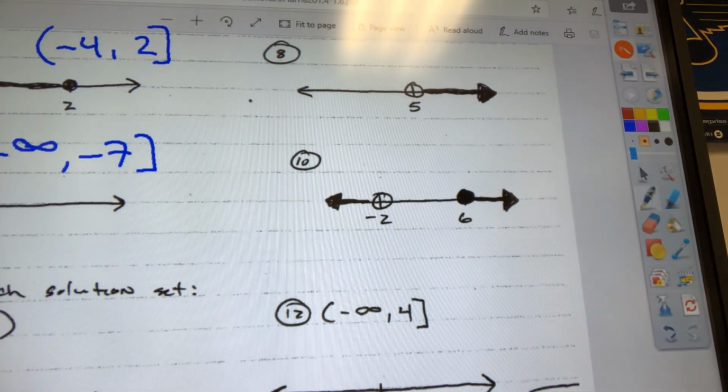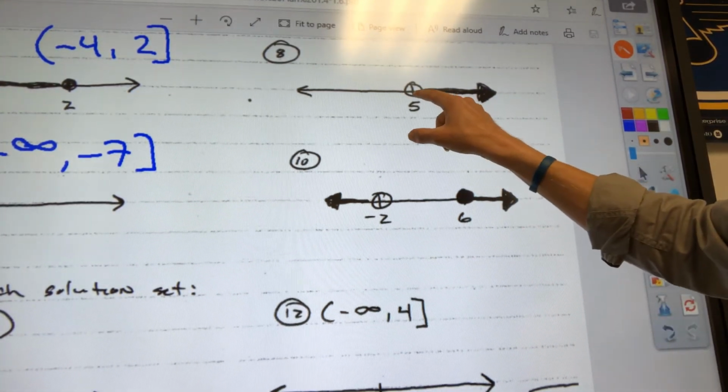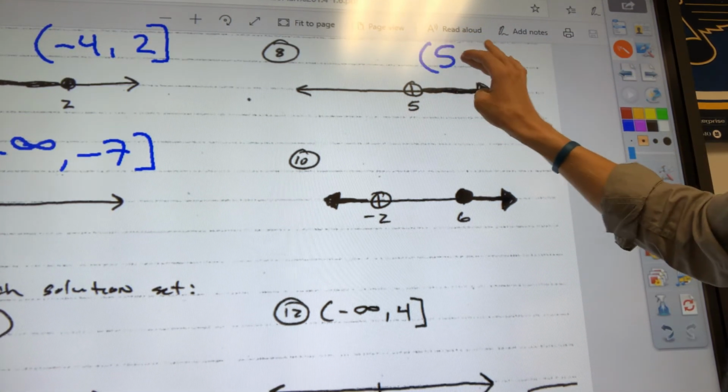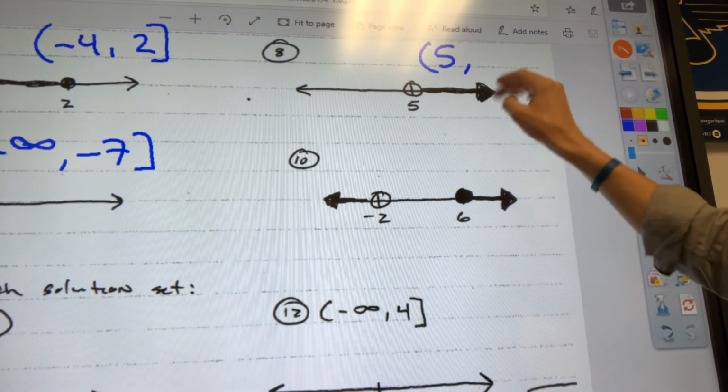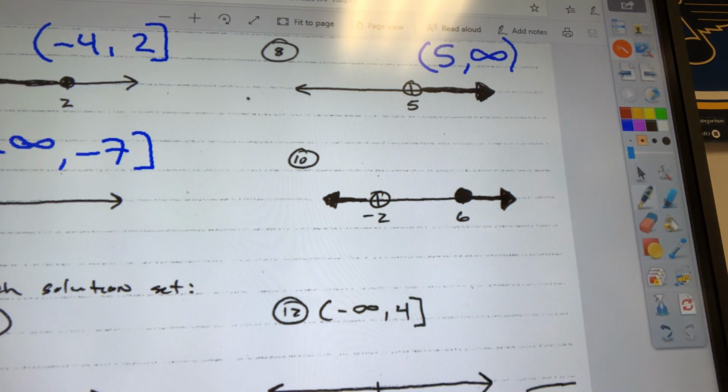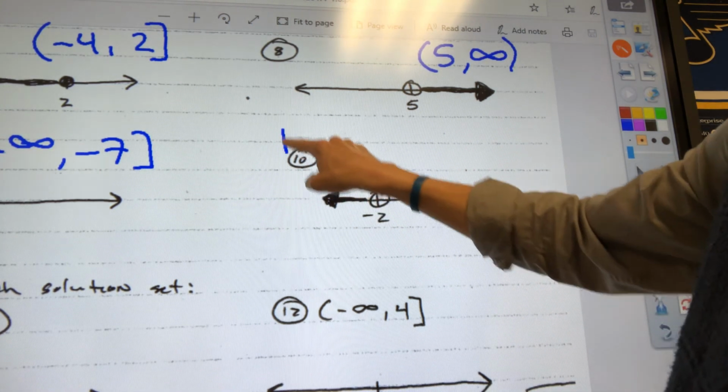Talk about number 8. So 5 is the smallest. It can be 5 all the way to the right. Now, it can't be 5. There's no equality. It's going all the way to infinity. It's going to approach infinity. 5 to infinity.